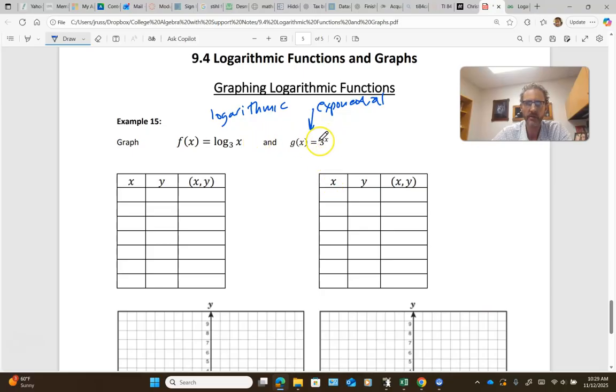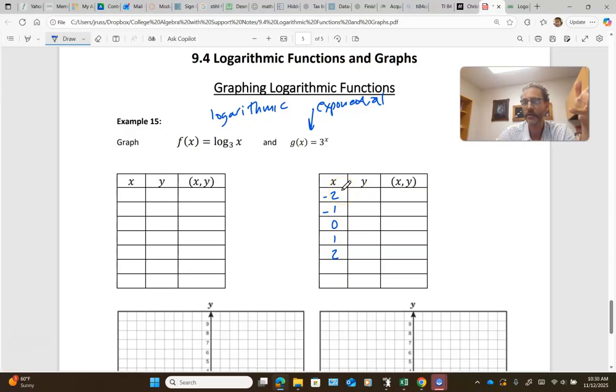Okay, so you notice here the base in both of these functions is 3. So if I were to graph 3 to the x first, that might give me some insight into graphing log base 3 of x. So that's what I'm going to do first. And for this, because we're just plugging into the exponent's place, I will just choose these values. I think that's as many as I'll go.